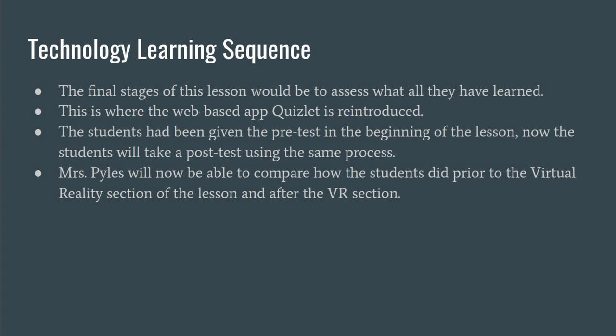The final stage of this lesson would be to assess what they all have learned, and this is where you can either use the Quizlet that can be reintroduced, or you can use something called Google Forms, which is similar to Quizlet testing. You can just make your own test on there. The students have begun the pre-test on Quizlet, so it could be easier to use Quizlet again for your post-test. Ms. Piles will now be able to compare how the students did prior to the virtual reality and the book cover section of the lesson to after and see if that helped her in any way.